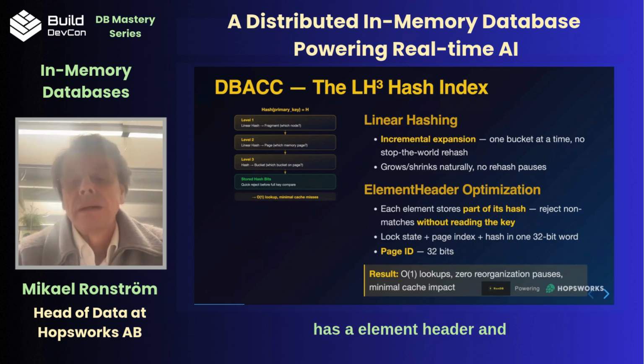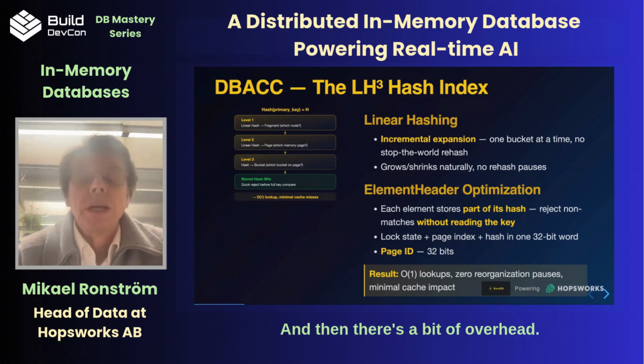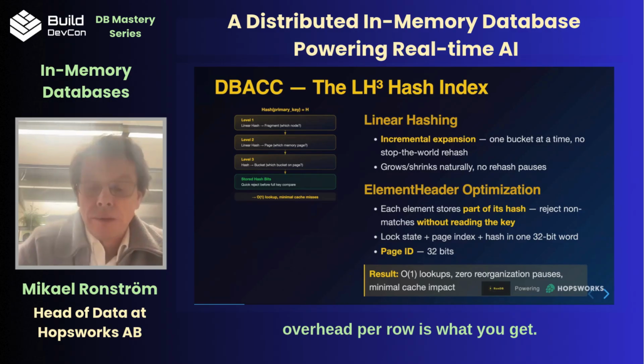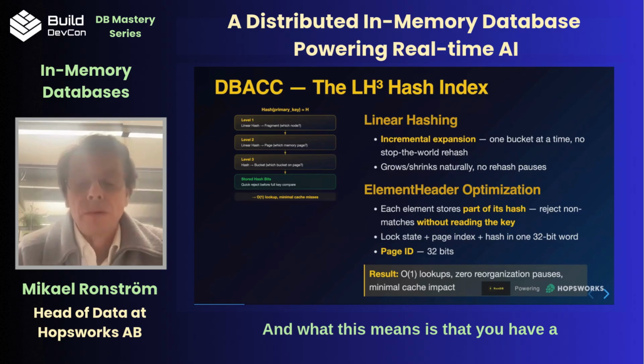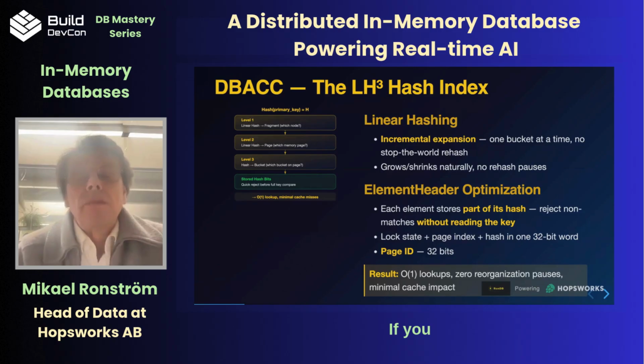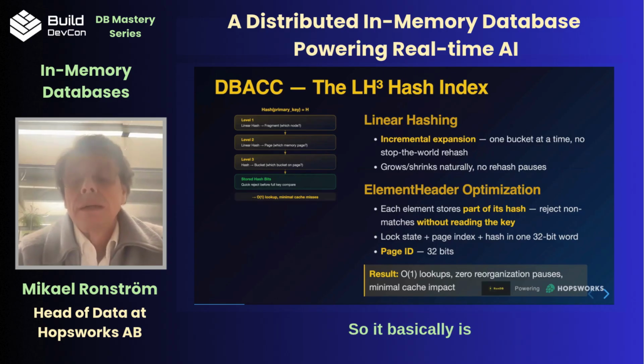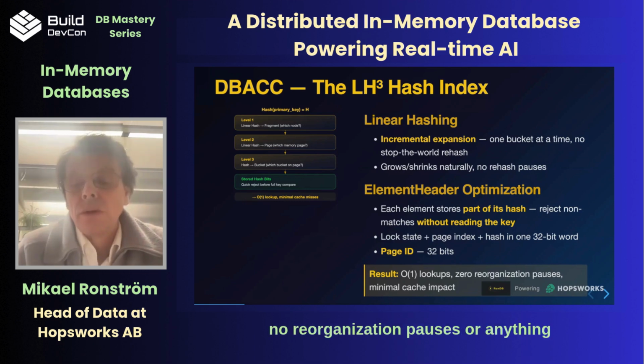And the hash itself has an element header, and it's basically 2 32-bit words per element per row. And then there is a bit of overhead, so roughly 15 bytes of overhead per row is what you get. And what this means is that you have a lookup that is basically direct. If you have trillions of rows, it doesn't take more time. So it basically is constant time. And there's no caching, no reorganization pauses or anything like that.